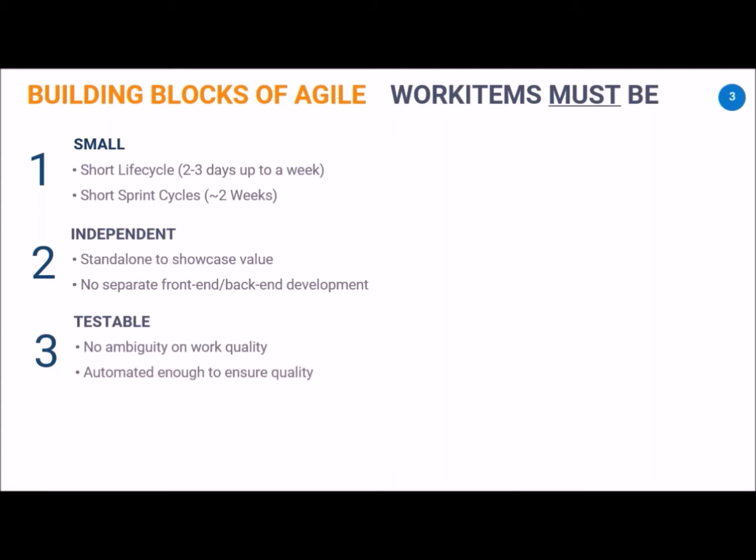On the testable point, yes, by making the single work item testable on its own, we are putting the complete ownership of the quality of the work being done squarely on the work item itself. There is no ambiguity on whether this small and independent piece of work has good quality or not. And owing to the short cycle time for each of these work items, it becomes imperative that whatever is being tested is fully automated.